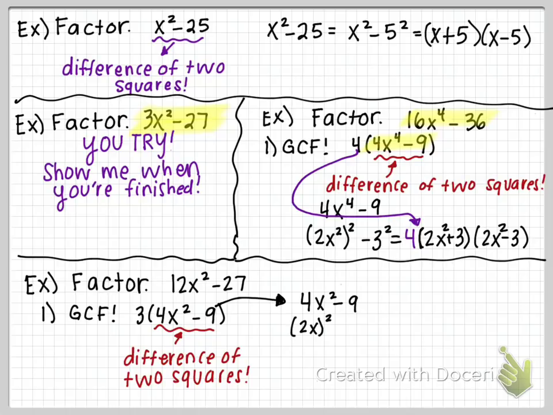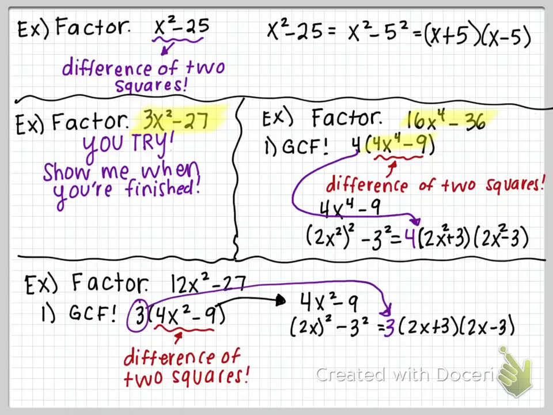2x squared. 2x times 2x is 4x squared. Minus 3 squared. We have our a term and we have our b term, so we're going to do a plus b and a minus b. So 2x plus 3 and 2x minus 3. And then don't forget about your 3 for the GCF that we took out at the beginning, and that's it.